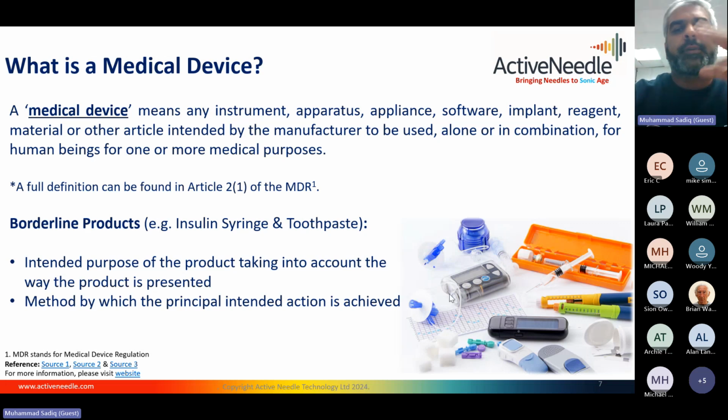Which is why it's very important to decide whether a product is a medical device or a medicinal product. And how do you do that? You actually look at two main things. One is the intended purpose of the product, taking into account the way the product is presented. And then you have to look into the method by which the principal intended action is achieved.